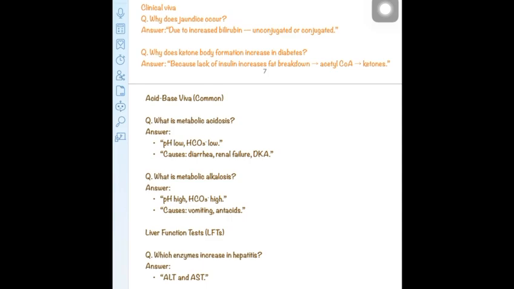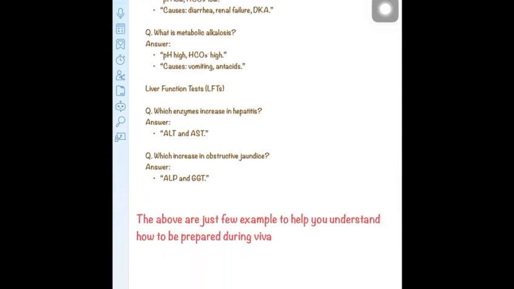Any other function test could be asked, such as liver function test, renal function test, thyroid function test. In liver function test, which enzyme is increased in hepatitis? What is increased in obstructive jaundice? In heart, what are the enzyme markers that could be detected in myocardial infarction, etc. These above are just a few examples that help you understand how questions could be formed in the viva. So you have to read each and every topic very thoroughly so you could answer them properly.